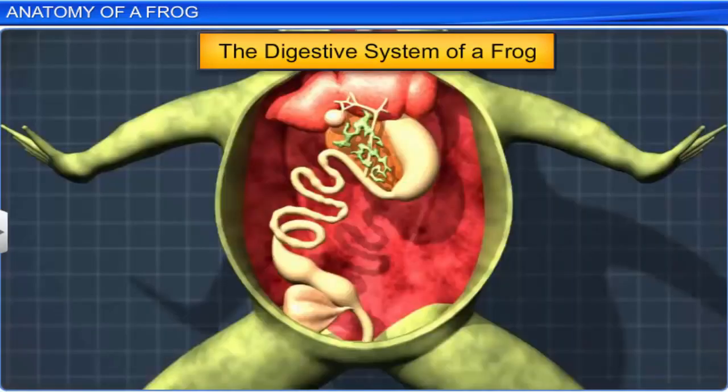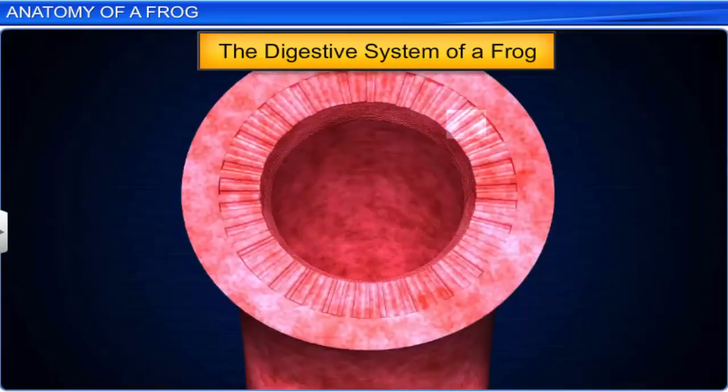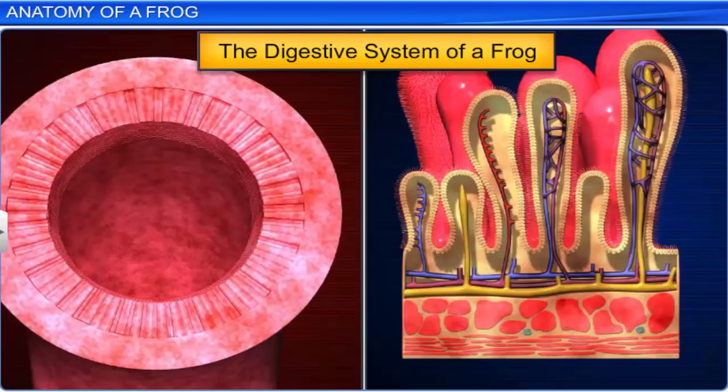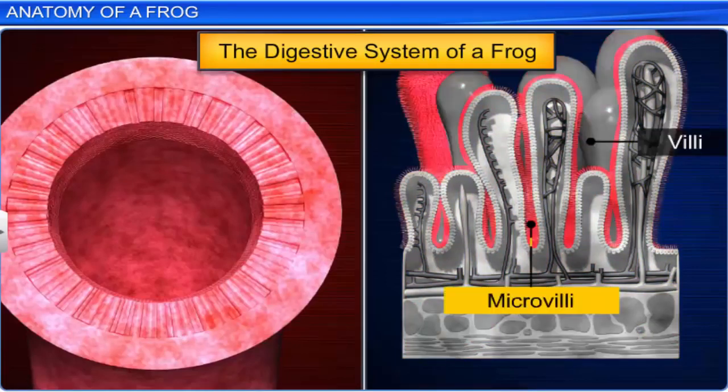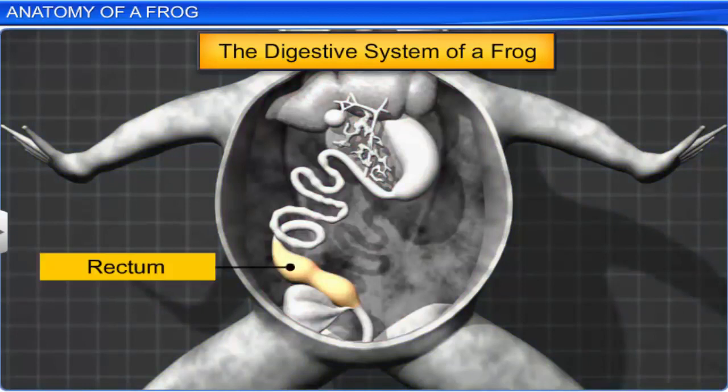The pancreatic juices digest carbohydrates and proteins, while the bile emulsifies fat present in the food. The digestion of food is completed in the intestine, where it is absorbed by numerous finger-like projections called villi and microvilli. The undigested solid waste passes through the rectum and is finally egested through the cloaca.